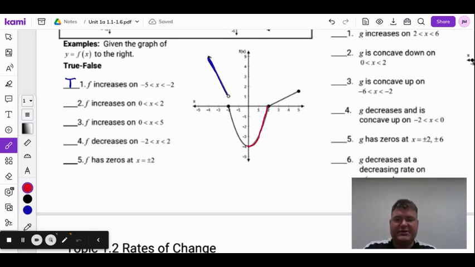So we're increasing from 0 to 2. That is totally true. Looks like it's increasing more as we get closer to 2, not increasing quite as fast when we're close to 0. What about increases from 0 to 5? It's kind of a different one for us.